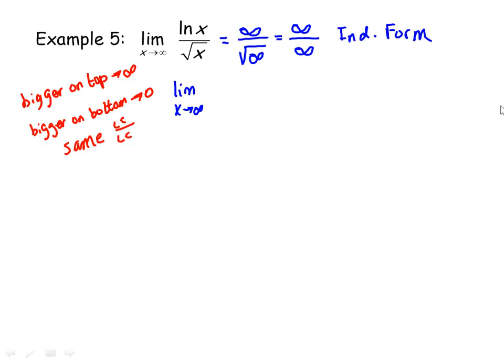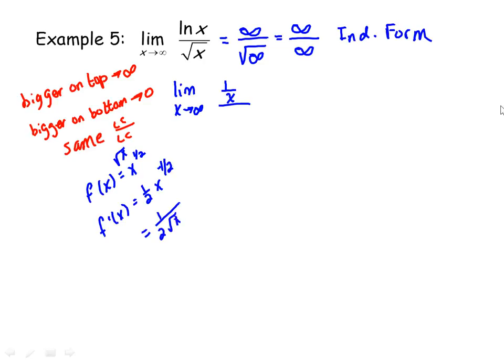What is the derivative of natural log of x? Very good. 1 over x. And what is the derivative if f of x is equal to x to the 1/2? That's the square root of x, right? What is f prime of x? And how would you write that? Okay. So we're going to have 1 over 2 square roots of x.